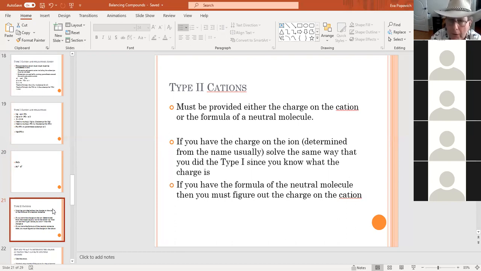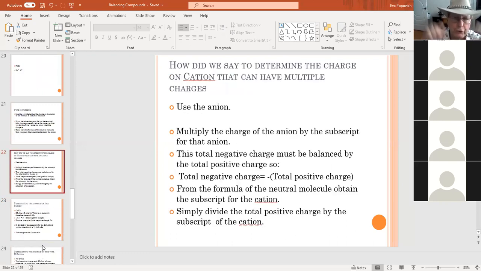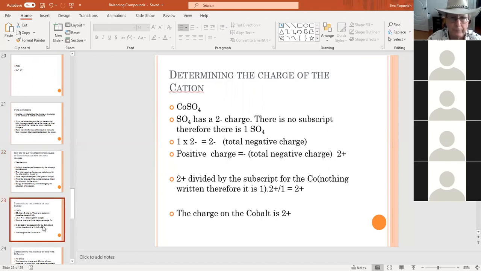Because they have more than one charge, we have to determine what that charge is. The way we do it is we add up all the negative charges in that particular compound. Because the compound is neutral, the total negative charge has to equal the total positive charge so that they cancel each other out. So we're going to use the anion to figure out what the charge of the cation is.